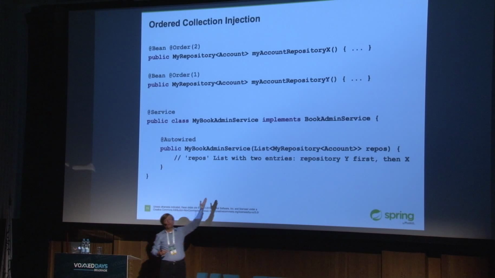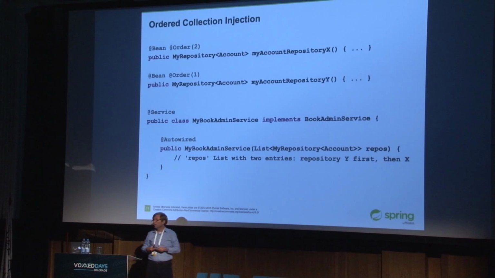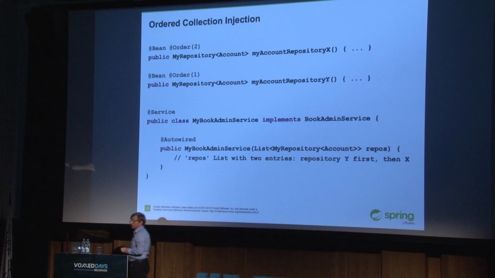But you asked for a list, right? A list implies ordering. Well, that's where @Order comes in again. So we're going to take both of those beans, the one with the MyAccountRepository Y1 first, then the X1, because we're going to pre-order them for you according to the @Order values. And that's the list that you will get. So this kind of arrangement can be taken to almost any level, right? You get the idea. You can have nested type information here, you can have any combination really.